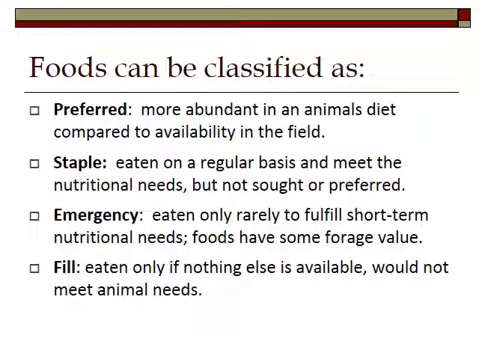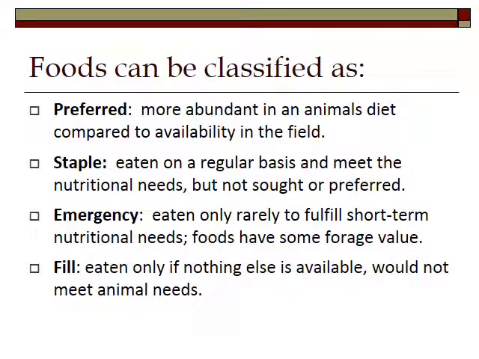Staples are foods that are eaten regularly to meet basic nutrient demands of the animal. They are available. They constitute the bulk of the diet, and so they are considered a staple. Emergency foods are ones that are rarely eaten, but they might be eaten in an emergency situation, such as, we talked about this with juniper trees. They're green in the winter, so we'll often see animals eating green foods, and that might be juniper. That would be considered an emergency food. It's not very high quality, but it might fulfill the short-term nutrient demands.